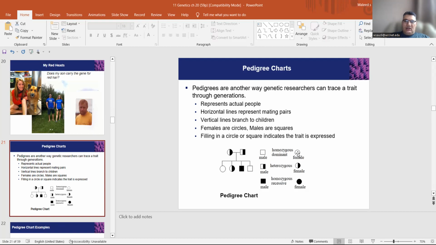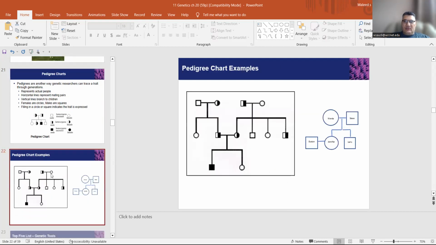Again, circle is female, square is male. If you see it completely empty, it means it doesn't have the trait. If it is black, he or she has it. If it is 50-50, it means one of this and one of that. This is how we do this demonstration, okay?